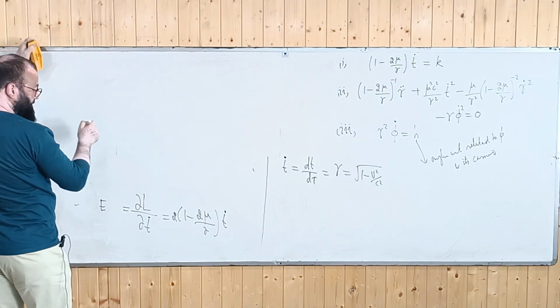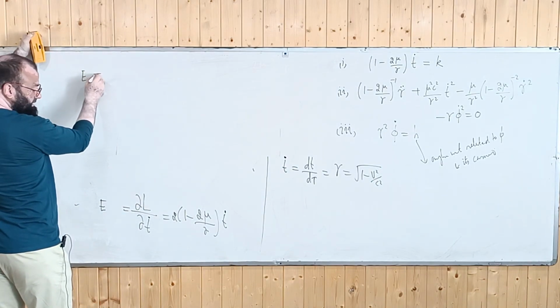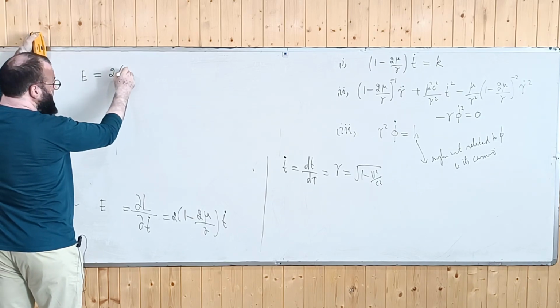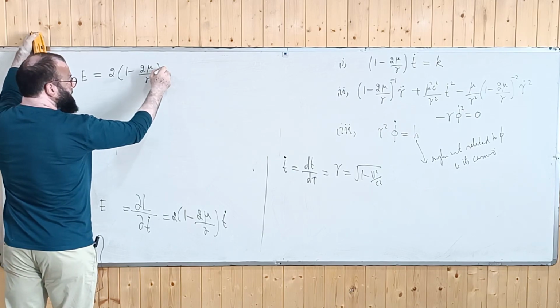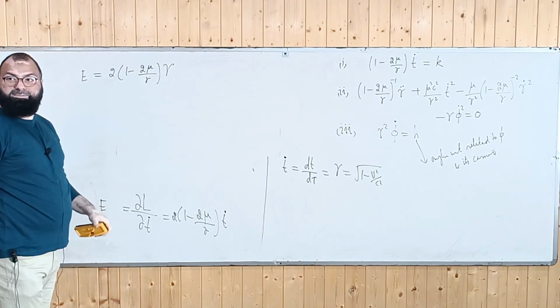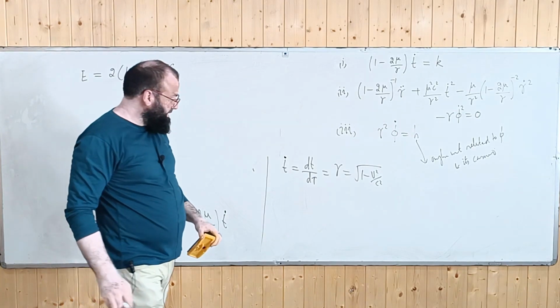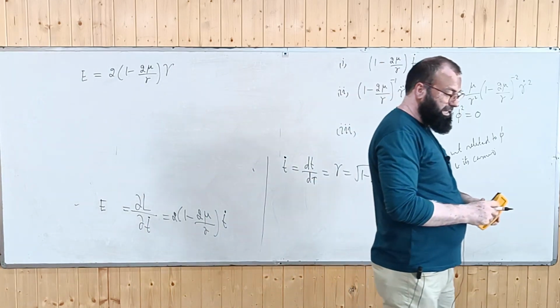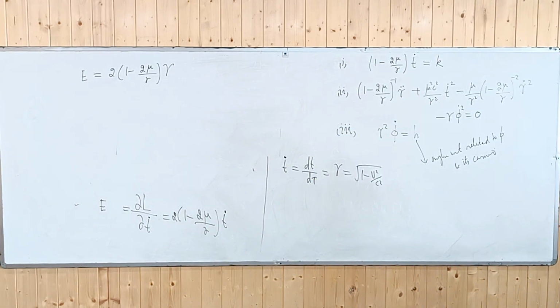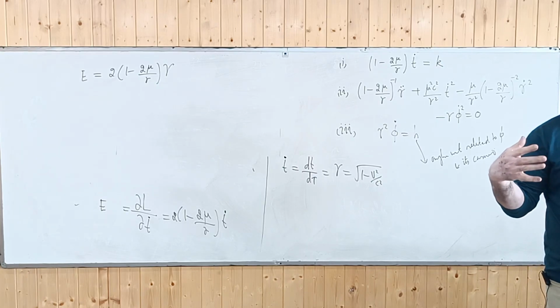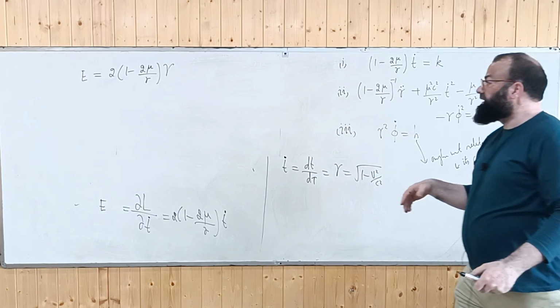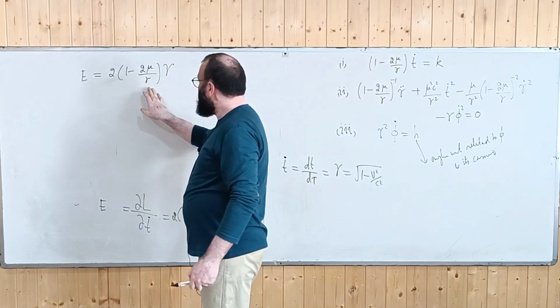So you are having E equal to 2 into 1 minus twice mu by R into gamma. Now let's interpret it a little bit more, because we need to fix something. Let's say the observer is at infinity, so that means we are far away from the source. Clear? So what will this be?